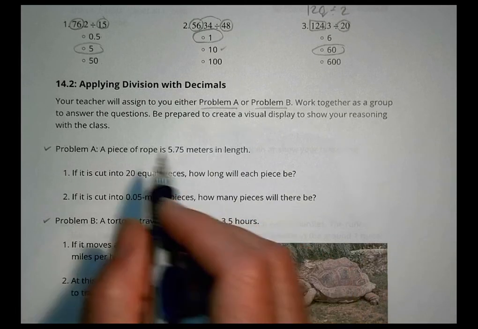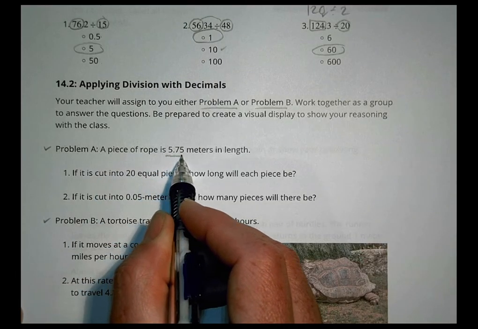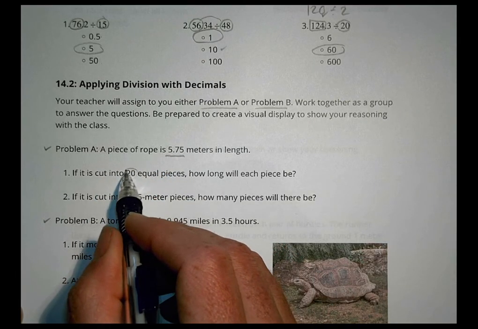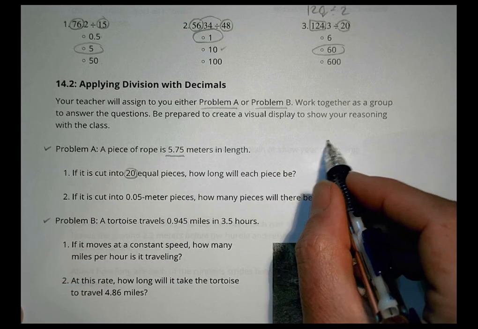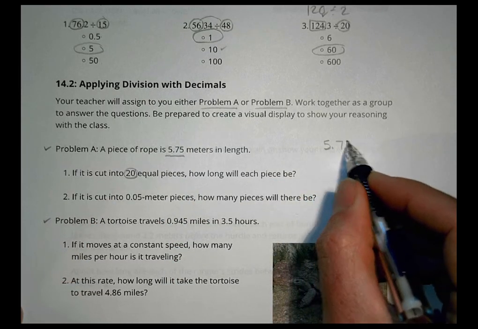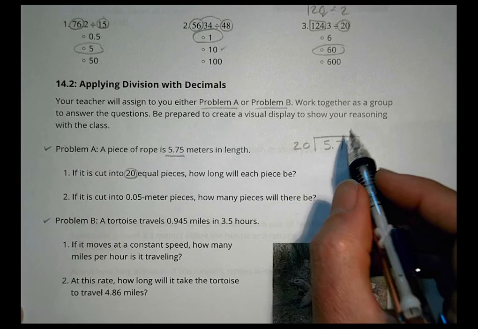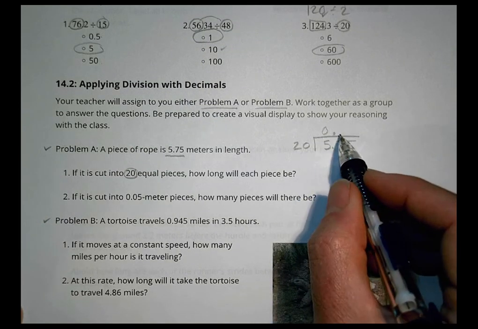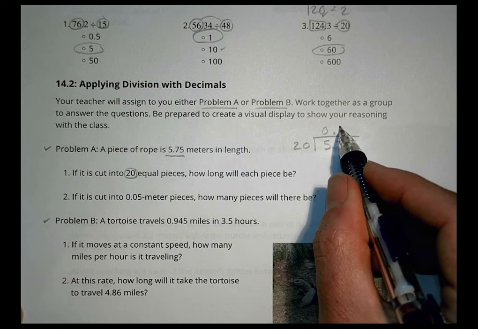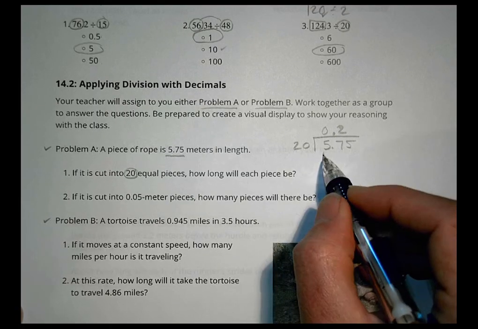All right, so I'm going to look at A first of all. It says a piece of rope is 5.75 meters in length. If it's cut into 20 equal pieces, how long will each be? So we're taking that bit of rope, 5.75, and dividing it into 20 equal pieces. So I'll put the decimal point up there right away. 20 goes into 5 0 times. It goes into 57 about, not 3 times, more like 2 times. 3 would make 60, so I get 40 here.